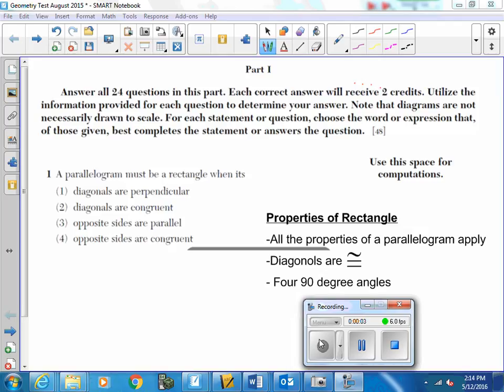Okay, you're going to start going over the August 2015 Geometry Common Core exam. So we're starting off with problem number 1. And in order to get credit, you have to write down these properties that I've written down, or just the properties of a rectangle. So make sure to write that down.